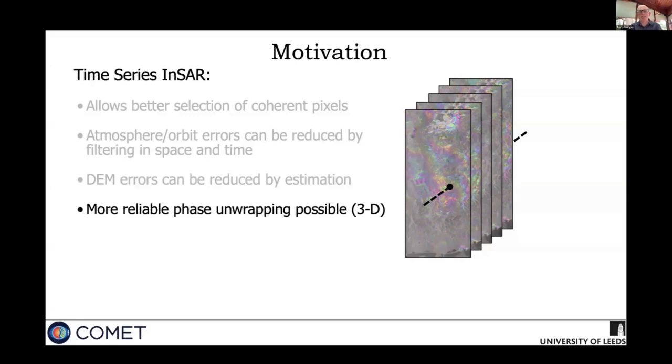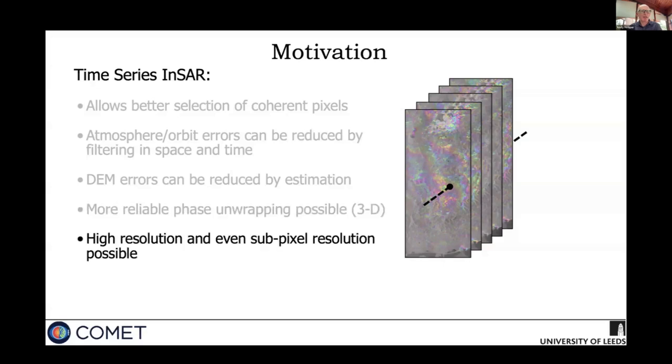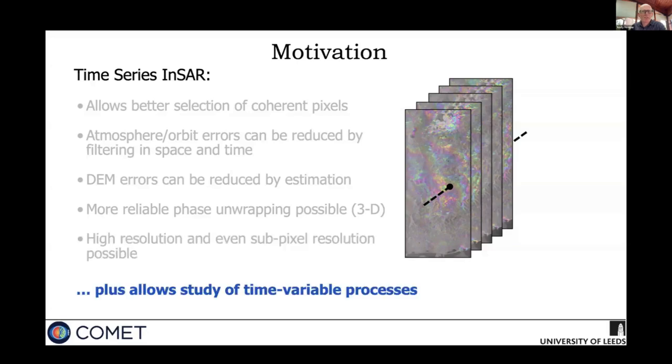Also, having three dimensions, it just helps with phase unwrapping a little bit. I'll come back to that briefly later on. And then another good aspect, I should say, is that we can do high resolution processing. So we can even get sub-pixel resolution in some cases. Okay, so all those are maybe the less obvious reasons. And then there's the obvious one, which is if we look at time series, then we can actually study time variable processes as well.